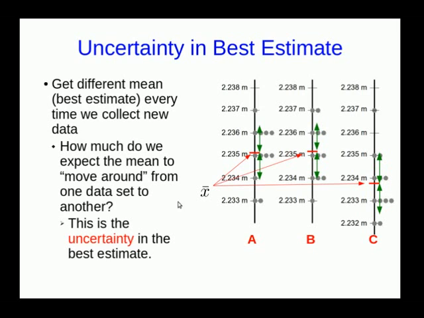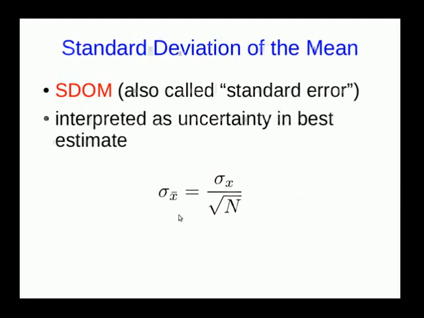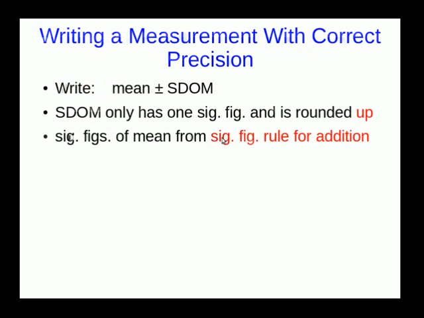So we need something else that's an estimate of our amount of wiggle of the mean. So the thing you use is something called the standard deviation of the mean, SDOM. If you take a stats course, you might hear it called standard error. This is the thing we interpret as the uncertainty in our best estimate, the uncertainty in our mean. And you just get it, here it is, sigma x bar, right? The standard deviation of the mean is just your standard deviation divided by the square root of the number of data points you have. That's it.